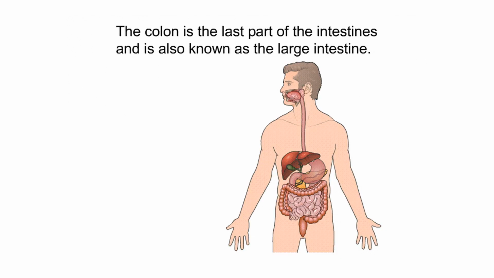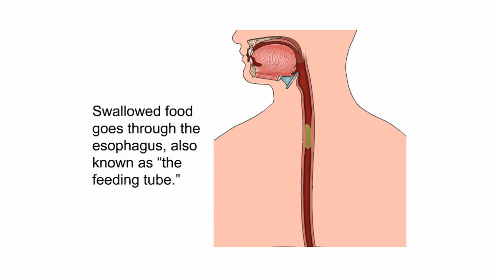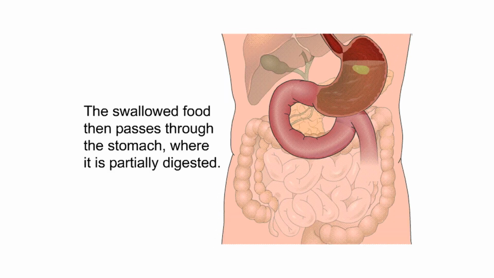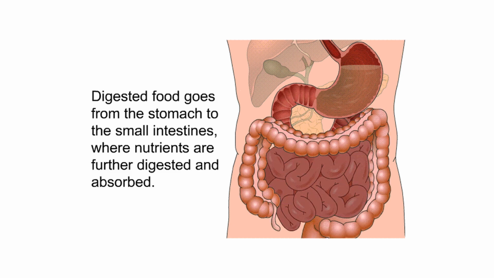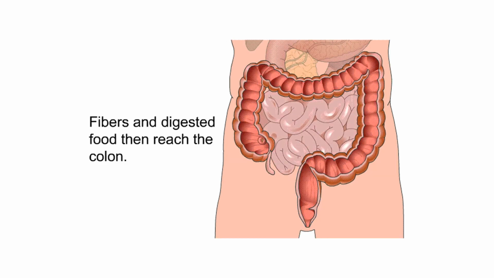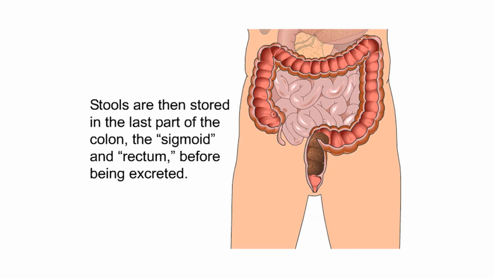Anatomy. The colon is the last part of the intestines and is also known as the large intestine. Swallowed food goes through the esophagus, also known as the feeding tube. The swallowed food then passes through the stomach, where it is partially digested. Digested food goes from the stomach to the small intestines, where nutrients are further digested and absorbed. Fibers and digested food then reach the colon. In the colon, the rest of the nutrients get absorbed and stools are formed. Stools are then stored in the last part of the colon, the sigmoid and rectum, before being excreted.